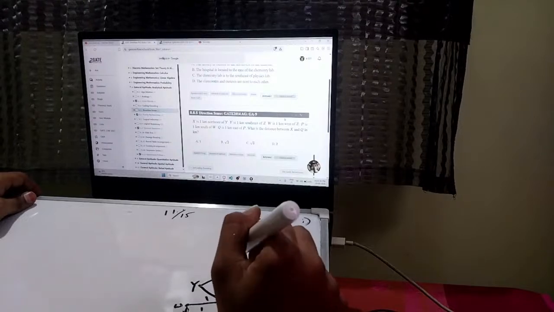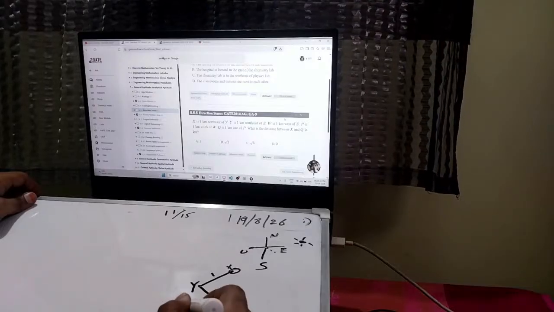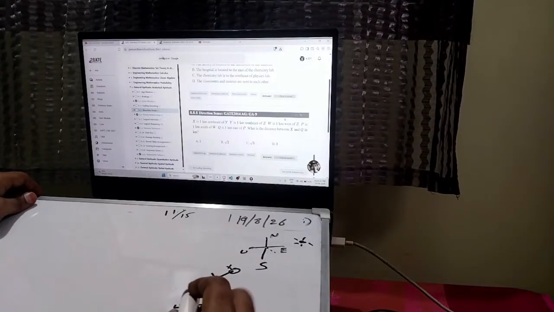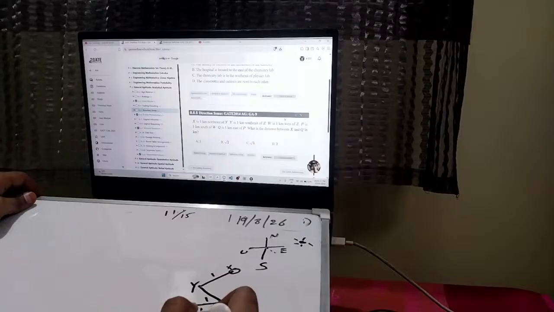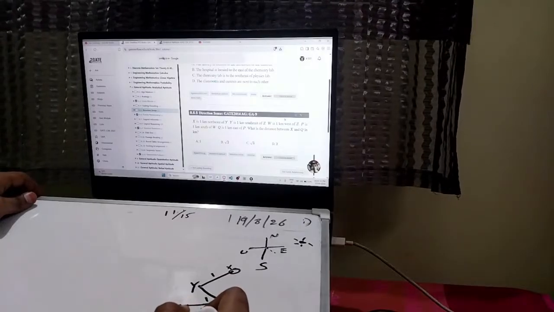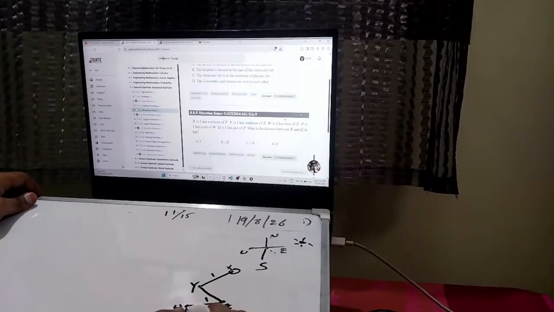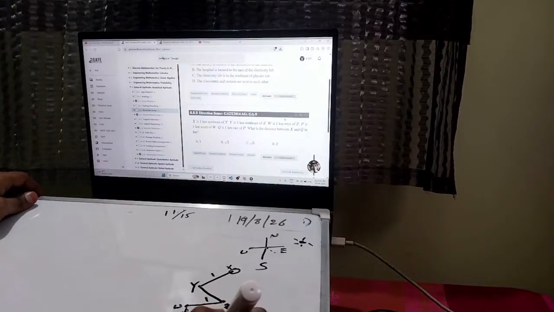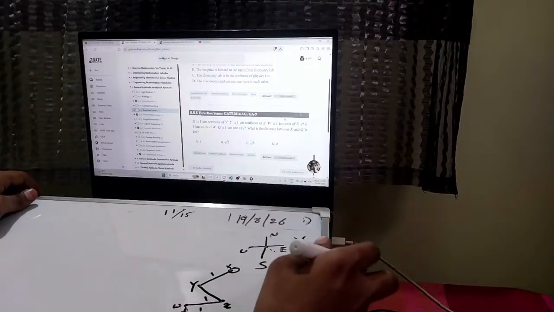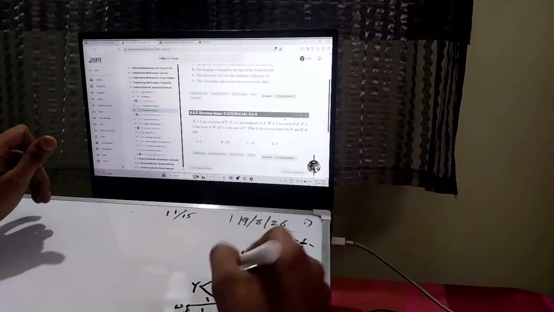Okay, X and Q. Q is 1 kilometer east of P, and P is 1 kilometer south of W. Okay, south, and Q is 1 kilometer east of P. Okay, it is Q. We have to find this and this. We need to find the distance between X and Q in kilometers. Exactly.